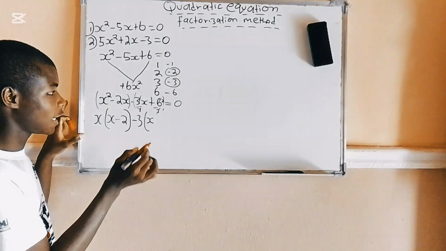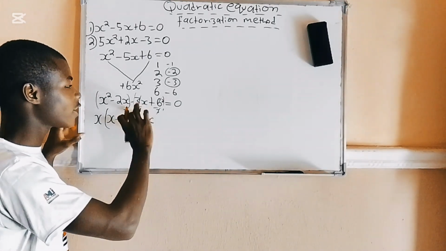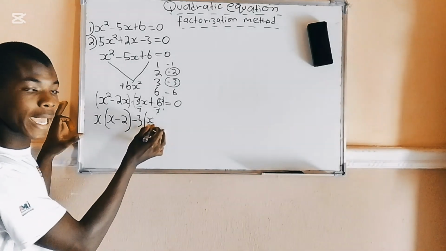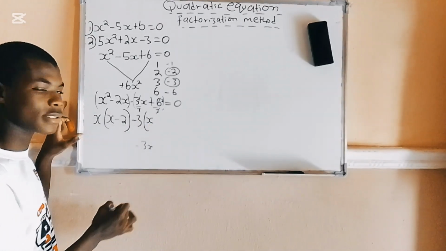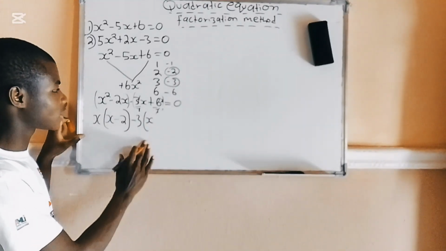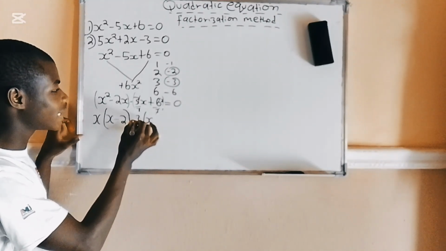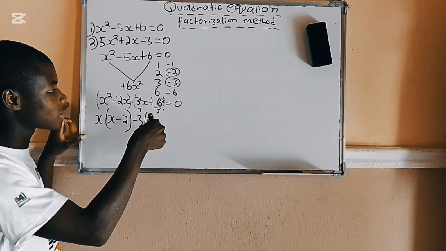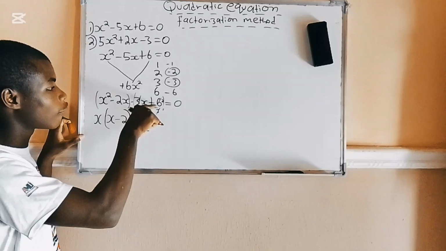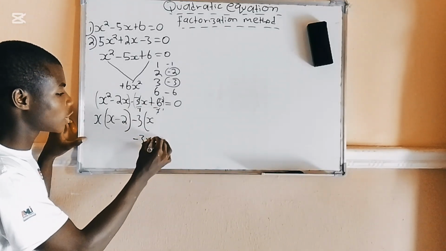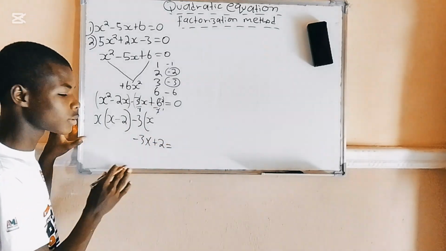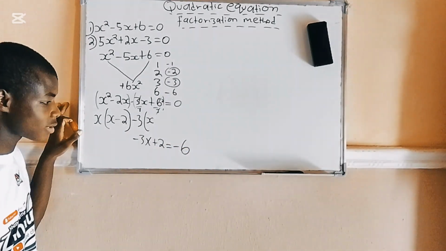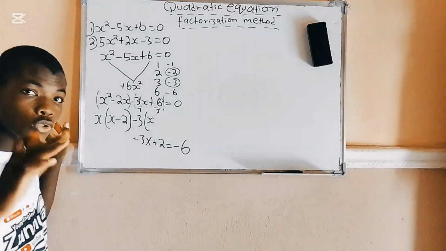We have a negative sign. If I say minus 3 multiplied by x, it will give me minus 3x. Yes. And if I say minus 3 multiplied by positive 2, it will give you minus 6, isn't it? But don't be confused.